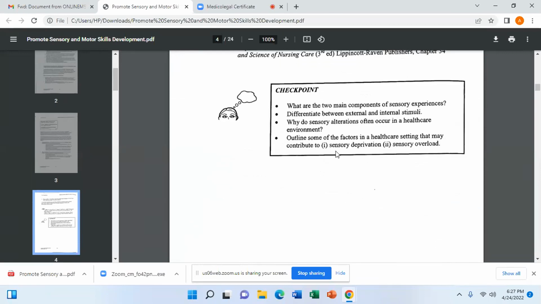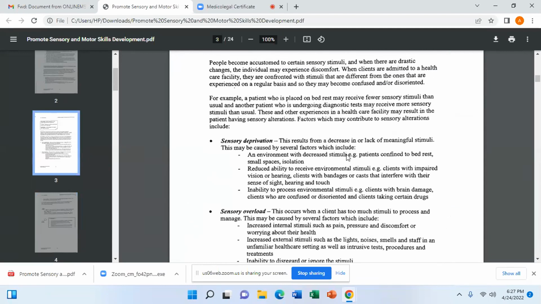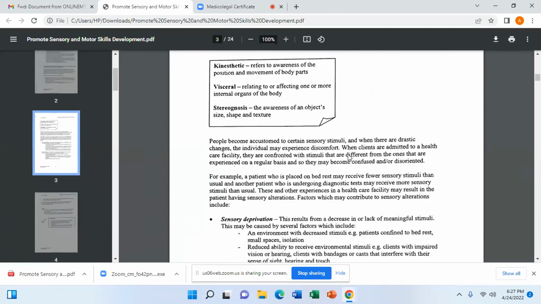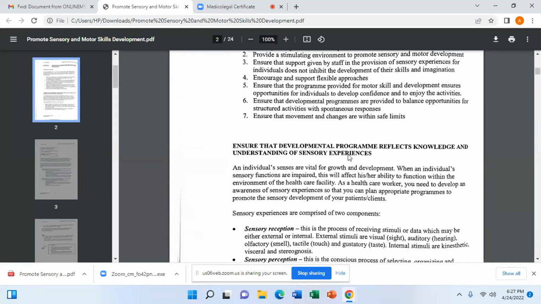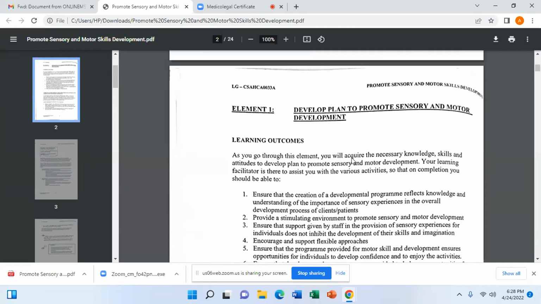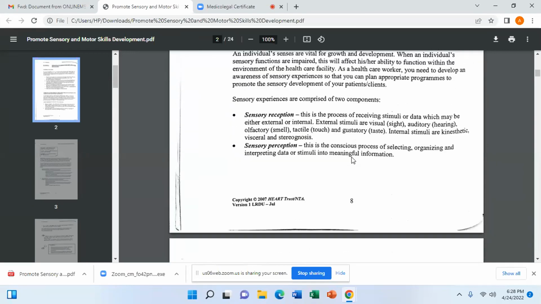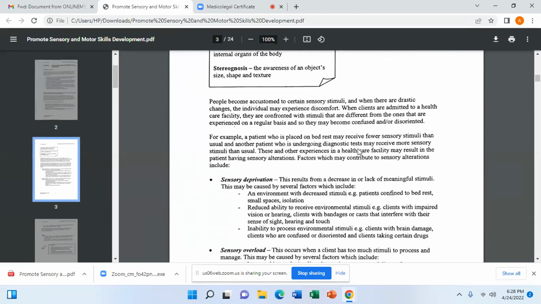Why do sensory alterations often occur in a healthcare environment? So, as you know, depression can actually occur. Persons might become deprived of sleep. They might actually be bedridden, and because of that, they lose the senses in their buttocks or their legs. Those things kind of happen, right, when you're sick.